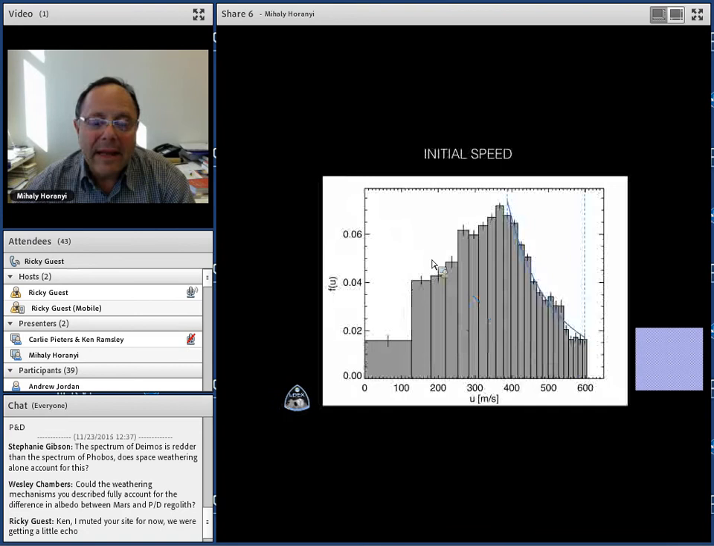The last slide is what we derived as speed distribution, which up to 400 meters per second follows the expected power law, but it certainly turns over and starts dropping much faster than what we have observed at an icy surface, the Galilean moons. Maybe because the regolith is a very different material, and responds differently to high-speed impactors than the icy moons do.